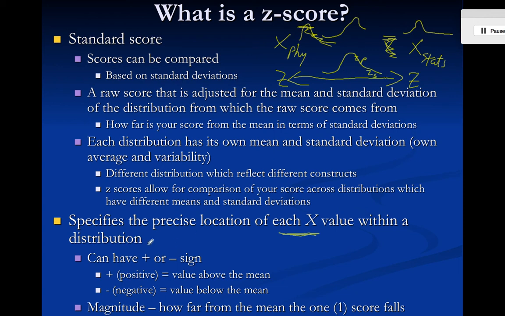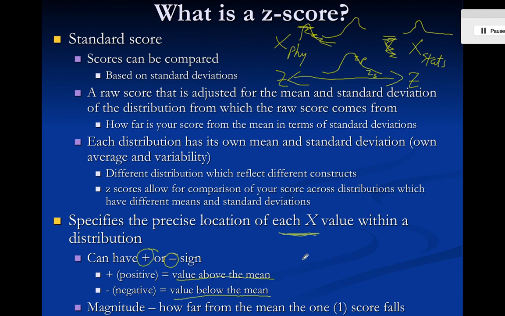Okay, now, what is it that we need to know about z-scores? Two very important things. Number one, we need to look at the sign of your z-score. Your z-score can have two signs, positive or negative. What does a positive z-score sign mean? It means that the value is above the mean. If you have a negative z, that means your value is below the mean. So if it's a positive z-value, you automatically know your raw score is above the mean.